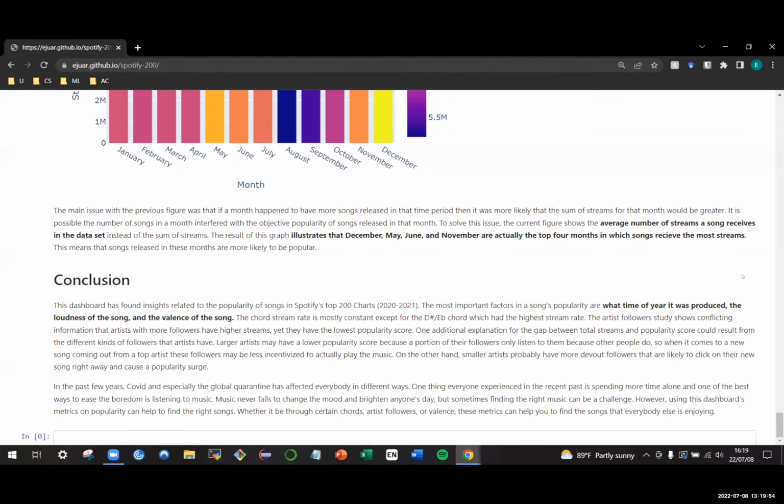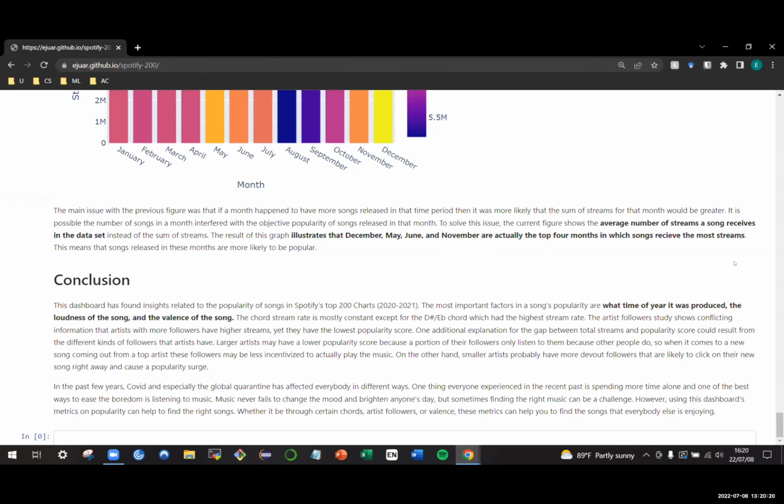This dashboard has found insights related to the popularity of songs in Spotify's top 200 charts. The most important factors in a song's popularity are what time of year it is produced, the loudness of the song, and the valence of the song. The chord stream rate is mostly constant, except for the D sharp E flat chord, which had the highest stream rate.